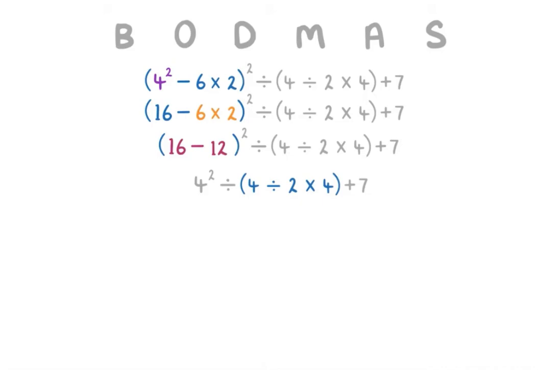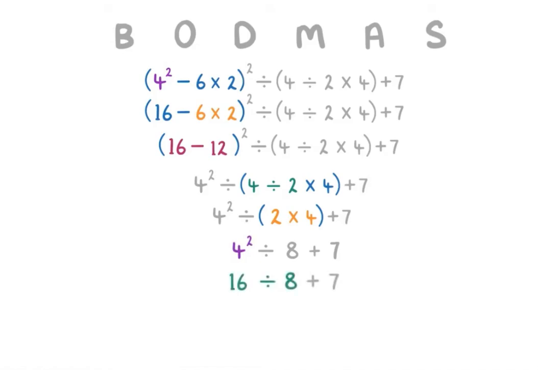And the only operations inside it are a division and a multiplication. So we do the division first, 4 divided by 2, which is 2. And then we can multiply that 2 by the 4 to get 8. So now we have 4 squared divided by 8 plus 7. Now that we've got rid of all the brackets, the next thing to do is this order on the 4. So 4 squared, which is 16.